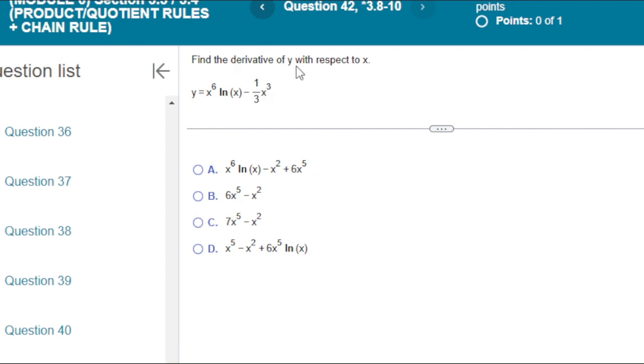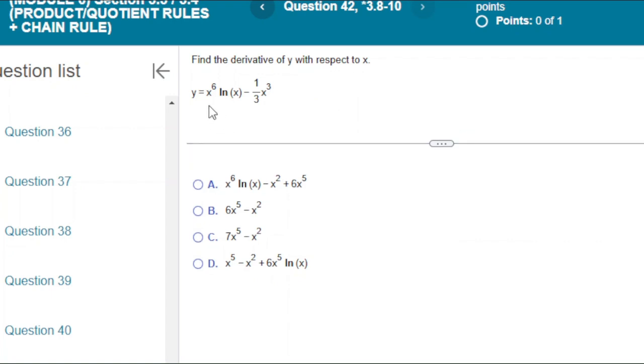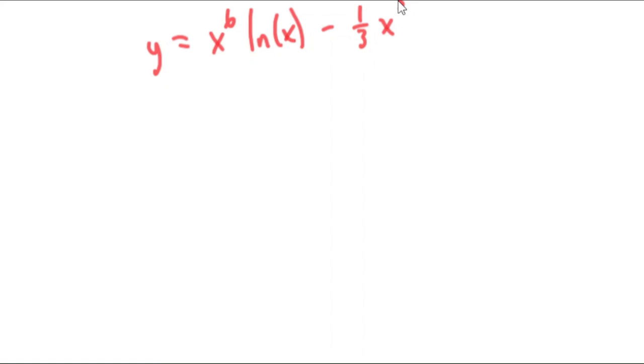All right, and the last one, find the derivative of y with respect to x. So in other words, what's dy dx? And we're given this function right here. Okay, what is the derivative here? And I think you're probably going to need to simplify your answer to get it down to one of these. So we have y equals x to the 6th times natural log of x minus 1/3 x cubed. Okay, so what is y prime or dy dx?